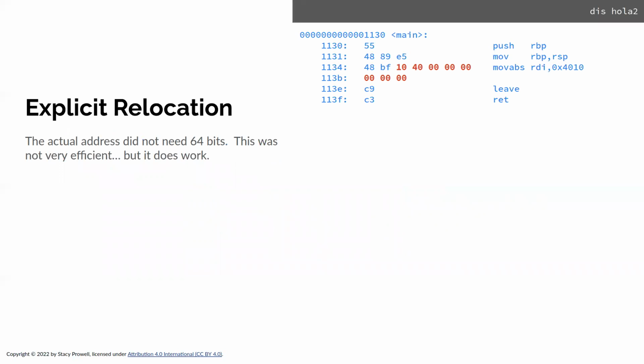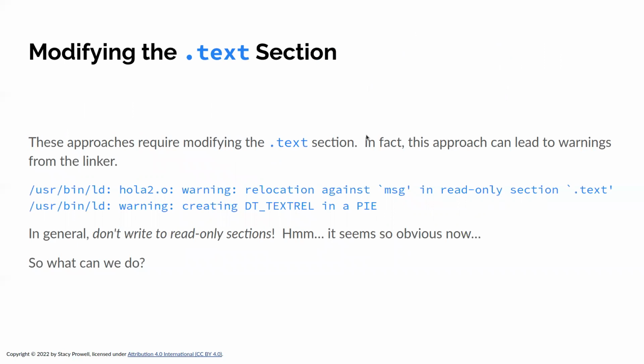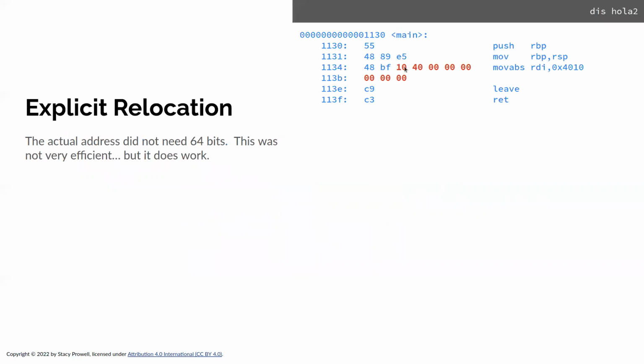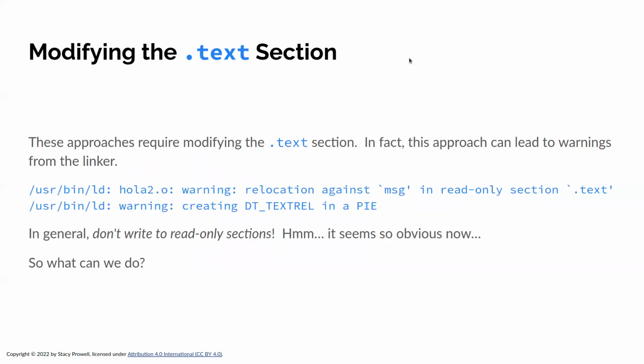We didn't need 64 bits for the actual address. After it's been linked, we wound up using 2 of them bytes. Okay, fine. But it does work. Notice that we modified the text section. We modified the program to make this work. And we get warnings from the linker when we do it. We're told: relocation against message in a read-only section.